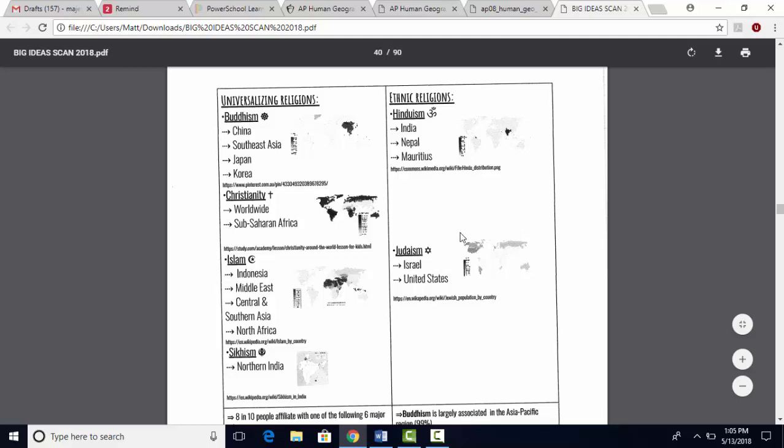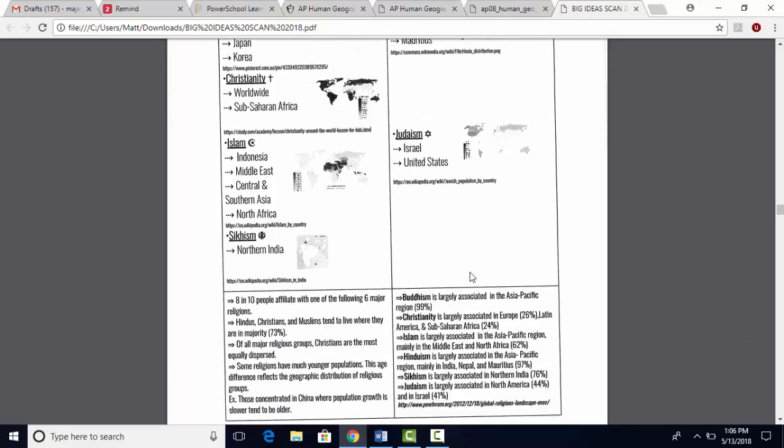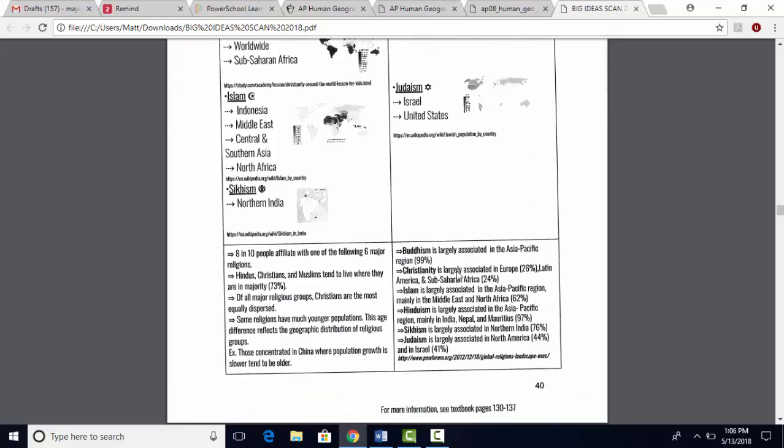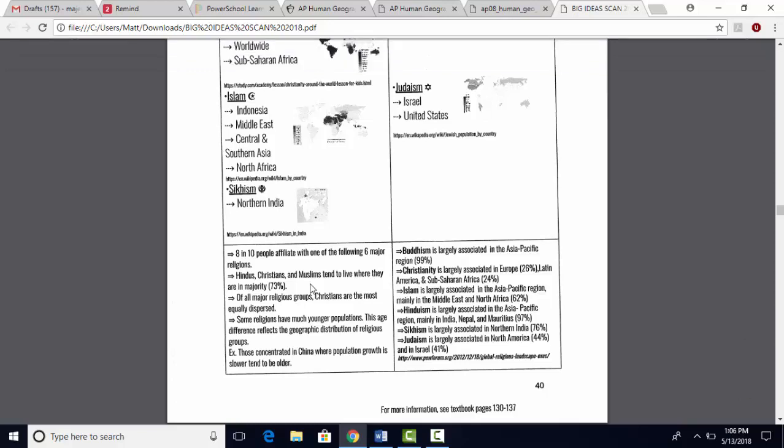We got some key facts down here for you. 8 in 10 people affiliate with one of these big, universalizing faiths. Hindus, Christians, Muslims tend to live where they are in the majority, right? So they tend to like to cluster together and live together. Christians tend to be the most equally dispersed all over the world. They're not as clustered as other religions. Some religions have younger populations. Islam tends to.